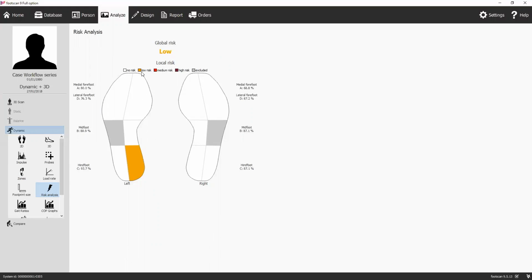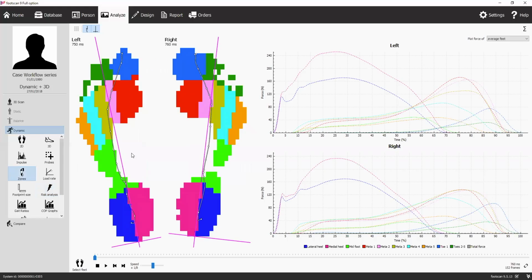Low risk starts at 90%, medium risk at 100, and the high risk at 110. These numbers are just an output from the algorithm. It's not the risk ratio. The risk analysis is linked to the zones and the other tools. For example, in this case, we can see the low risk on the medial heel. That's triggered because the load on the medial heel is higher compared to the lateral. And it's not triggered on the right because the difference is slightly smaller here.